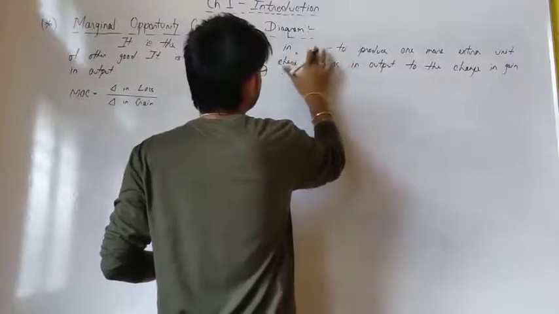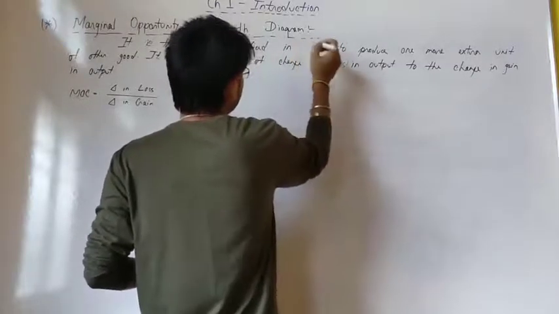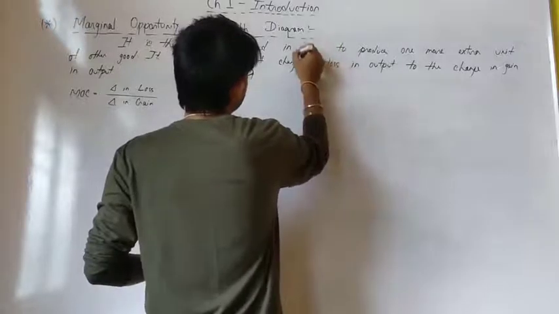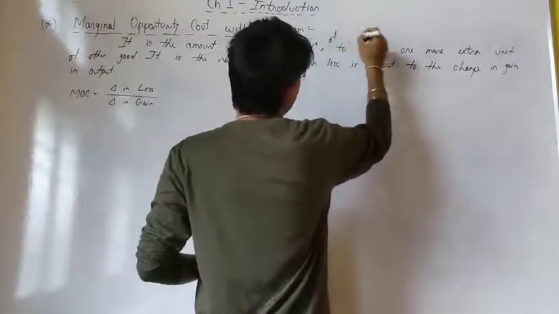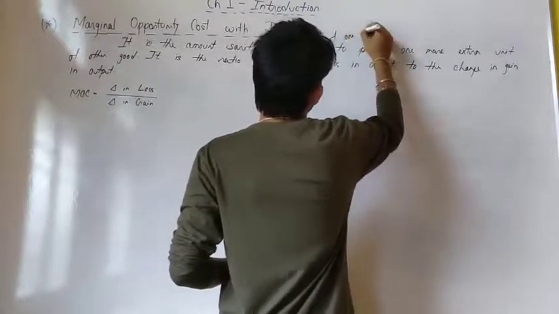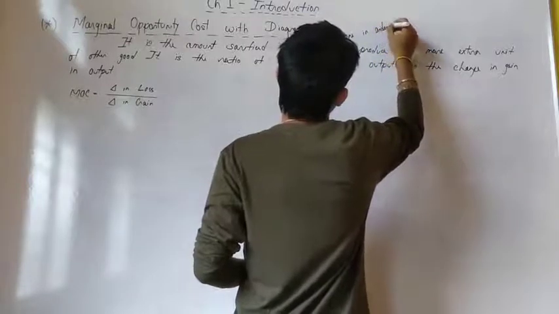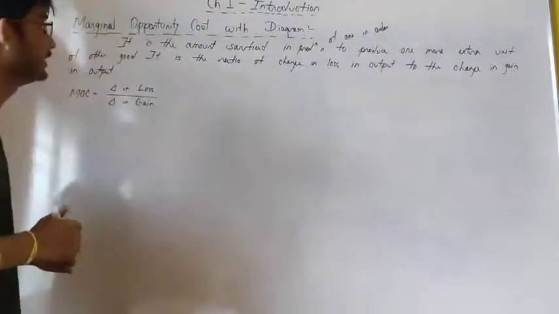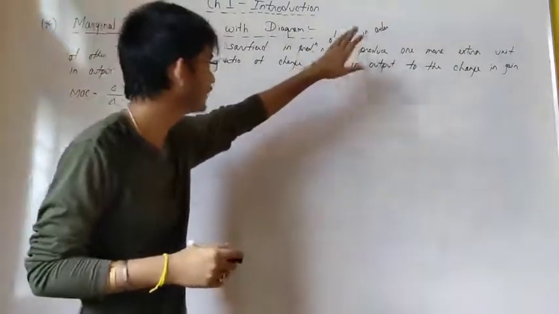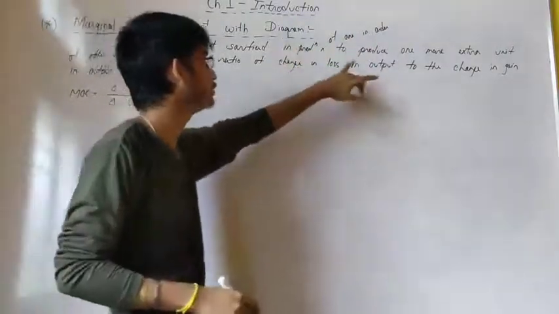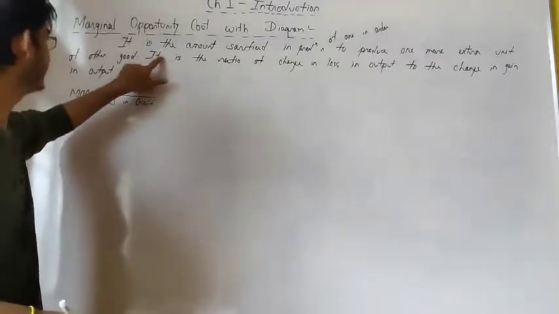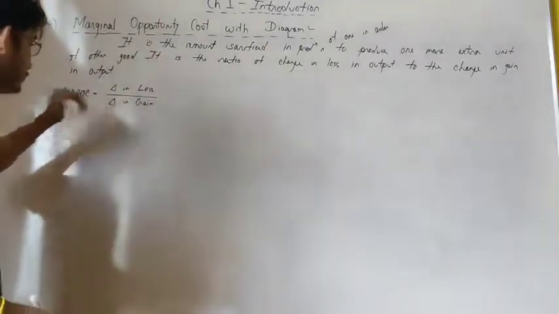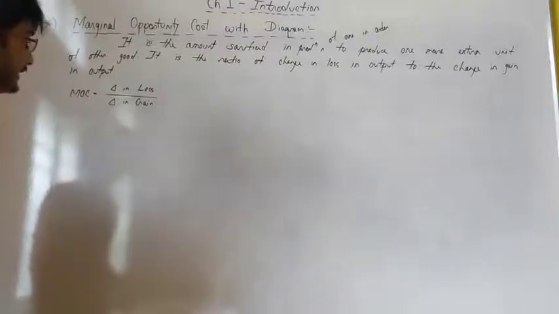Let me write it here. It is the amount sacrificed in production of one commodity in order to produce one more extra unit of other commodity or other good, whatever you want to name it. And it is basically defined as a ratio of change in loss to change in gain.